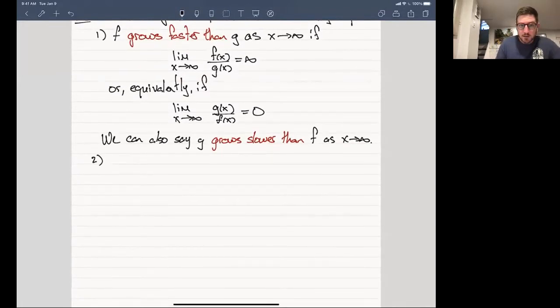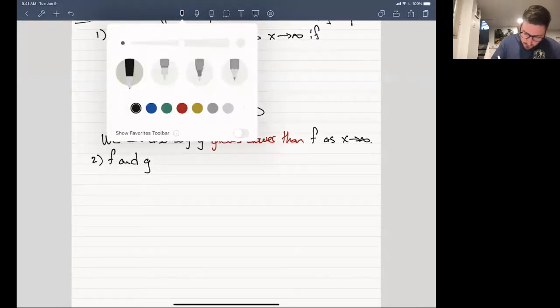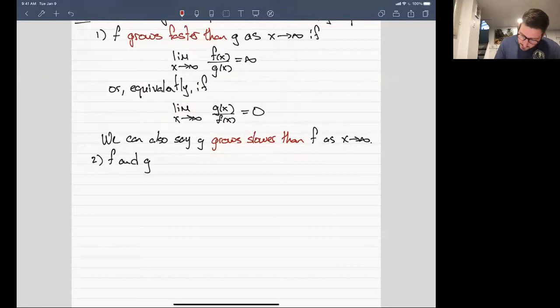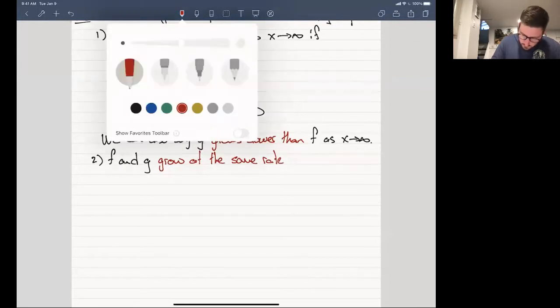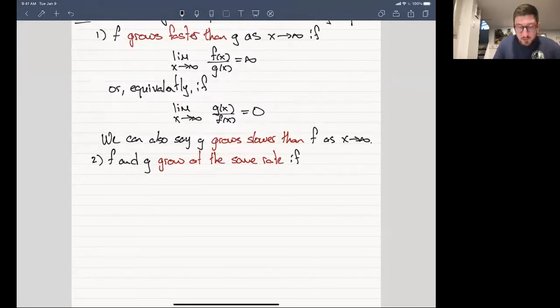Well, then the question is, what happens? We've seen the limit is either 0 or infinity. There's a lot of numbers in between 0 and infinity. What happens if our limit lands on one of those numbers? Well, in that case, we say that f and g grow at the same rate as x goes to infinity. I need to be precise here. We're always talking about as x goes to infinity.